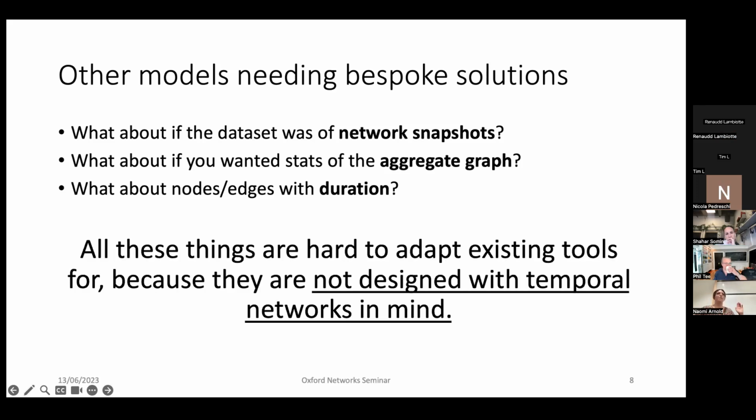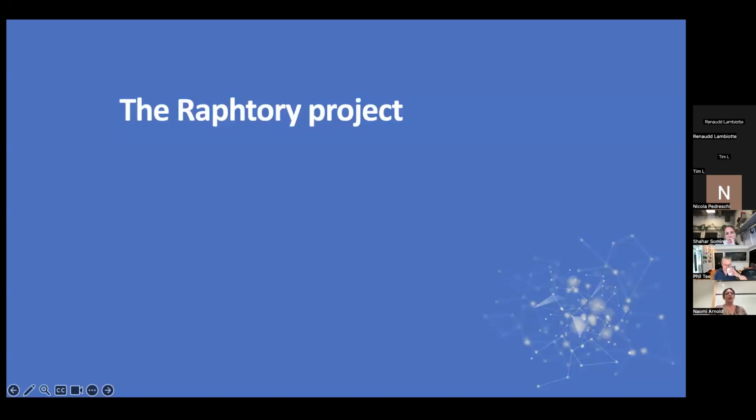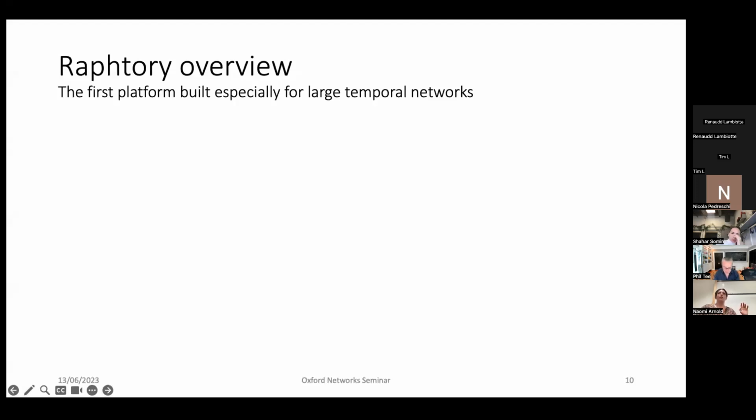And that's not to bash any of the existing great tools out there, just that they're not designed with temporal networks in mind. And so the Raphtory project was something that colleagues at Queen Mary and UCL developed and has now been spun out to Pometry. And this was a platform designed especially for large temporal networks.